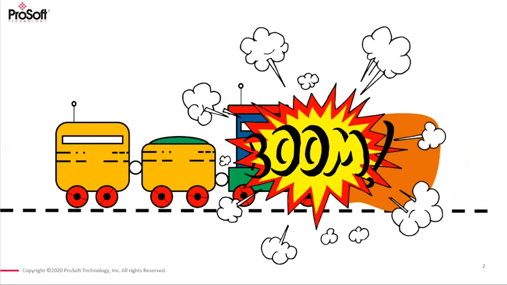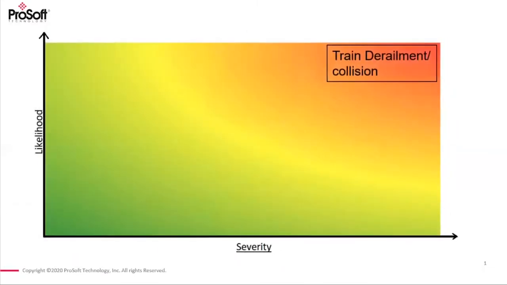Let's put this scenario on our safety chart. There is very little that you can do to minimize the severity of harm. A derailed train will almost always be deadly. What you can do is reduce the likelihood of harm. How?